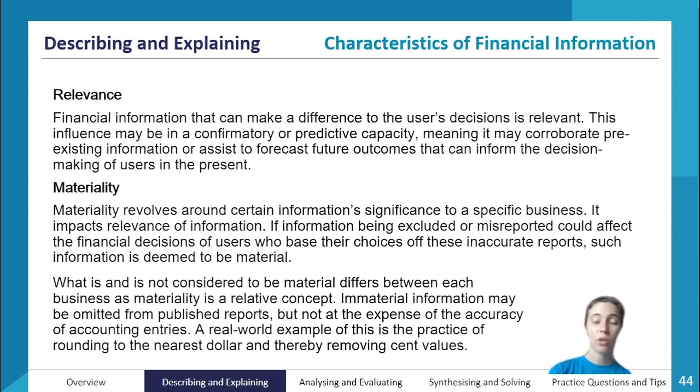Immaterial information could be left out from published reports, but it can't be left out at the expense of the accuracy of your accounting entries. A real world example of this idea of omitting information is that we round to the nearest dollar and remove cent values in some reports.